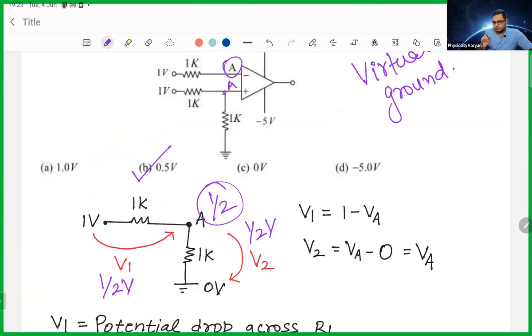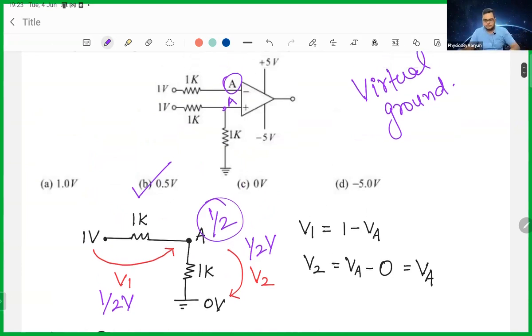Any doubts in this question? Yeah. Is it clear? How I came to this half? Yeah. Very quick. We have to move on. Yeah. Is it done? Yes, sir. Okay. Good.